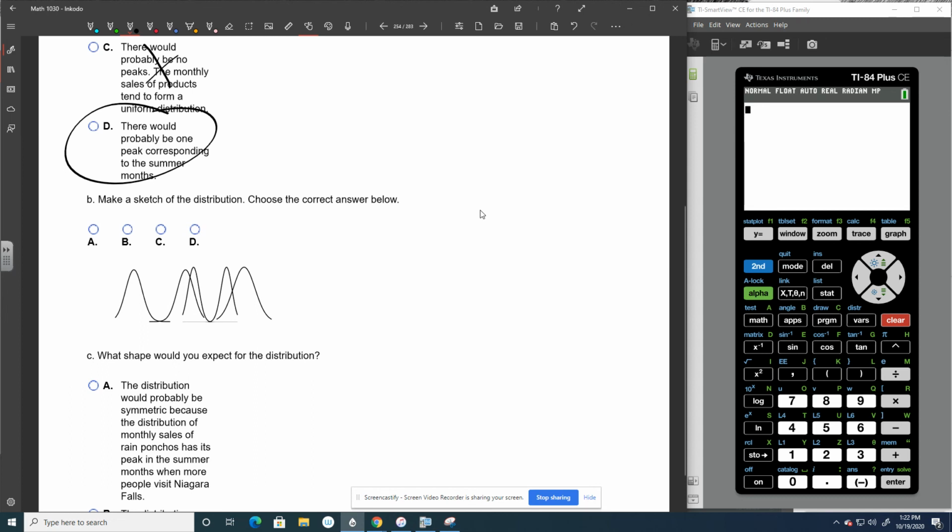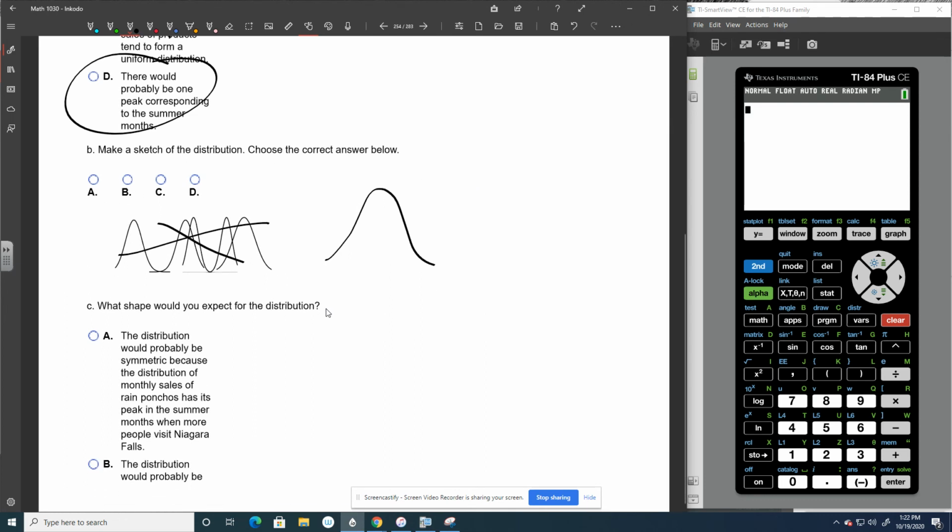Make a sketch of the distribution. All of these are going to look pretty similar. In fact, right now, because they're all on top of each other, it's really hard to tell. I can't tell what one looks like what. So what we're looking for is a pretty standard distribution, except for a peak in the middle of the summer. So I wouldn't expect 2 peaks. I would expect this to happen in the middle of the summer. So you can choose which one based on that.